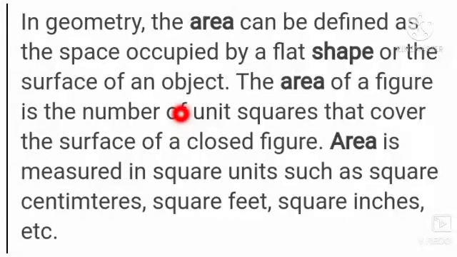Now let us see about area. In geometry, the area can be defined as the space occupied by a flat shape or the surface of an object. The area of a figure is the number of unit squares that cover the surface of a closed figure. Area is measured in square units such as square centimeters, square feet, square inches, etc. So children, area is measured in square units, and recall, perimeter is measured in units.